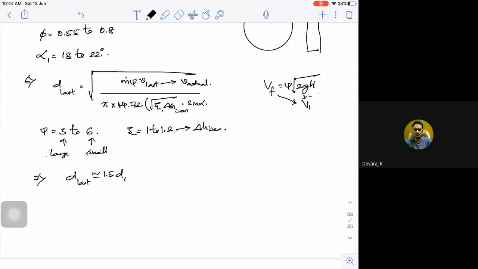Now, once you have all these design parameters, if at any given point I want to calculate the axial thrust, I should go with the corresponding forces acting on it. What will be the forces acting on it? It is usually your flow force.